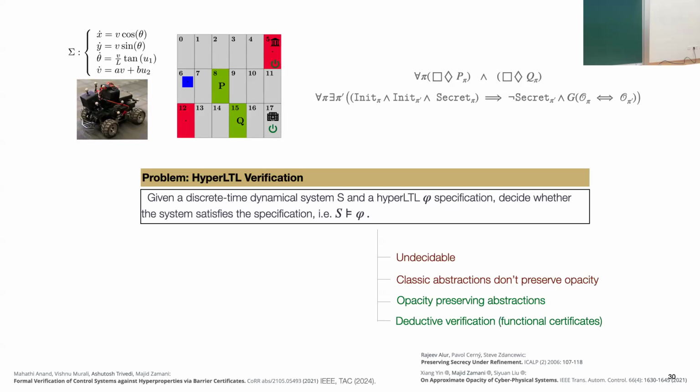So unlike that work, today I will talk more about deductive verification, which is a search for a certificate, and that is a proof that the system is correct. We call this deductive verification, a functional certificate-based approach. Here is a recent paper, appearing in TAC soon, but we have an arXiv version of that.